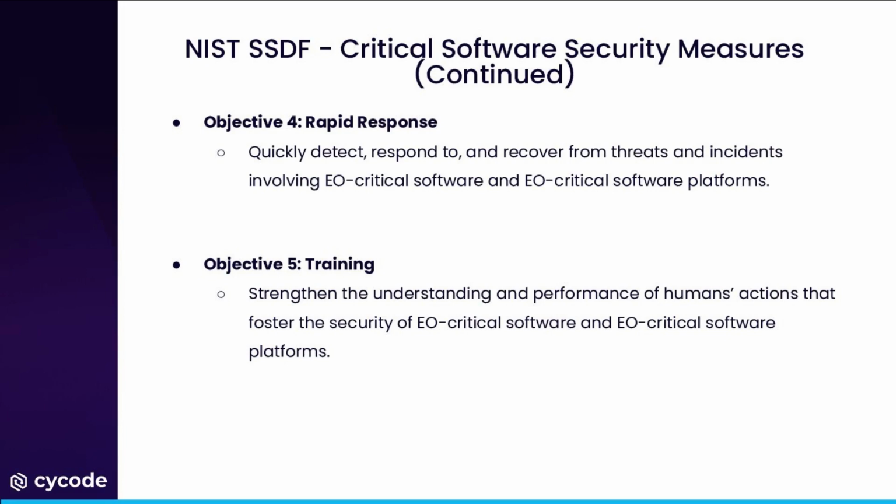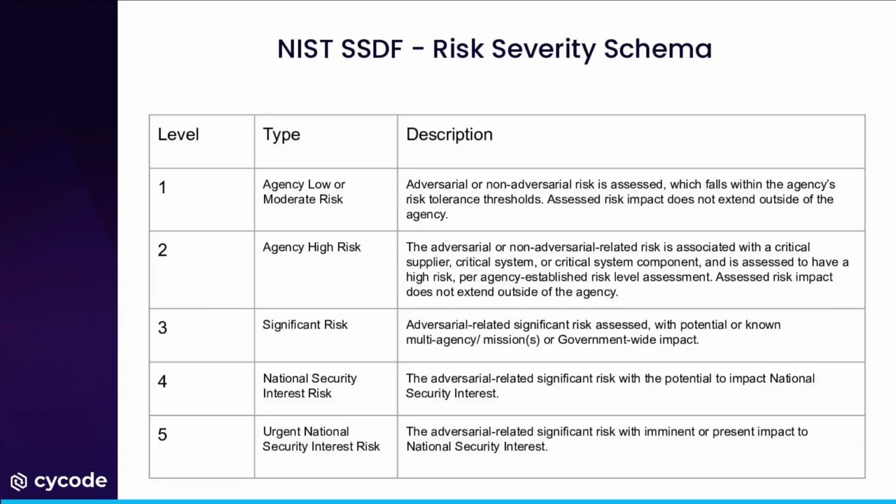Objective 5, which I dare say is probably simultaneously one of the simplest yet most difficult to implement, is training, which is strengthening the understanding and performance of humans' actions that foster the security of executive order critical software. This training really just entails informing your personnel and informing your developers of what good software development practices are. It often requires a bit more upfront investment by an organization, but it is the kind of thing that will ultimately pay off.